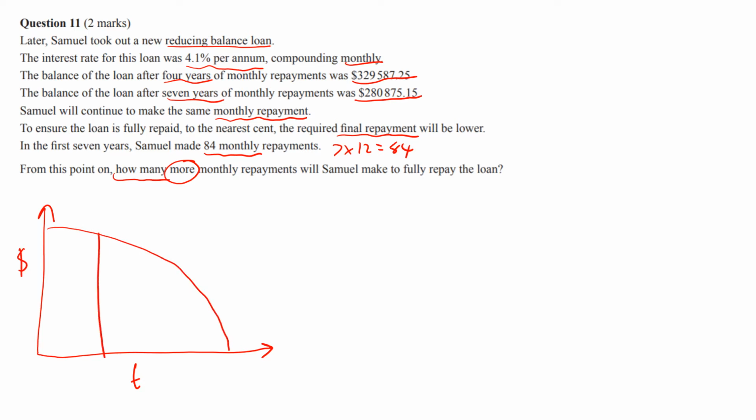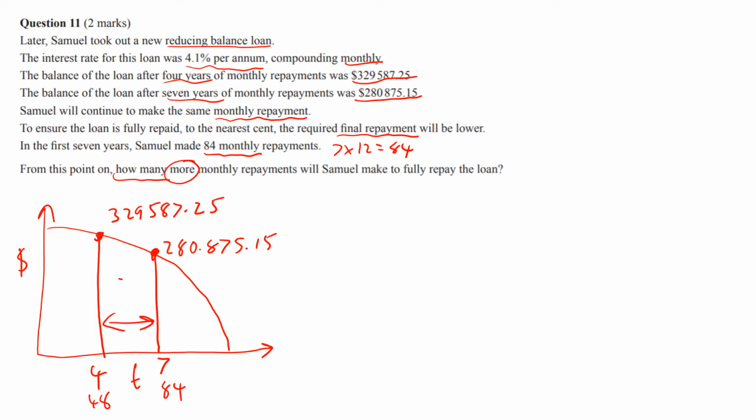So you know after 4 years, you've got this point, which is 3295887.25. And then you've got this point, which is after 7 years, which is 280,875.15. And so that is actually 84 months. That is 4 times 12, it's 48 months. So the difference between these two in years, that's 3 years, which is 36 months.